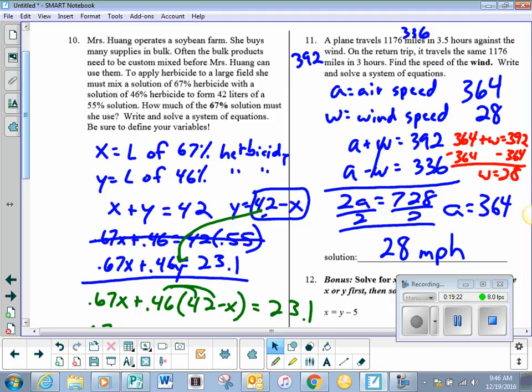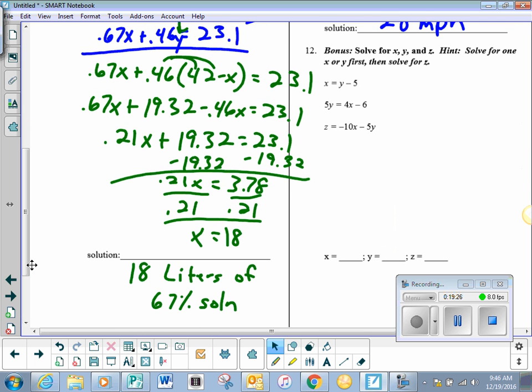Okay? Good question? All right, the bonus, I had to put this here because the test wouldn't fit otherwise. So the bonus came before your last problem. Solve for x, y, and z.